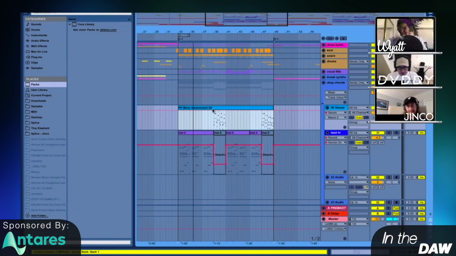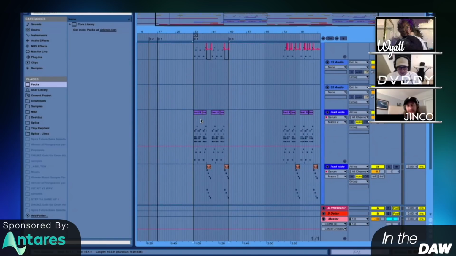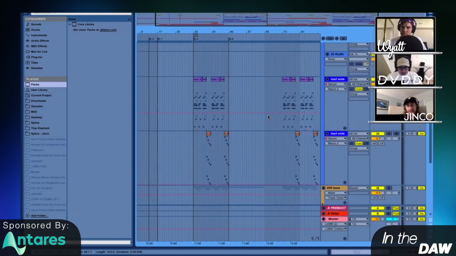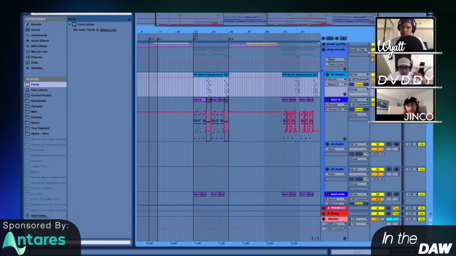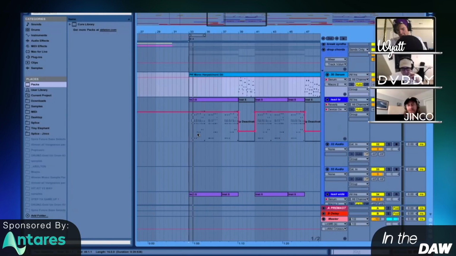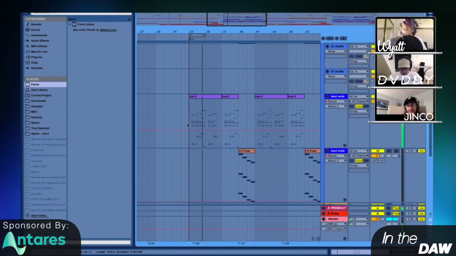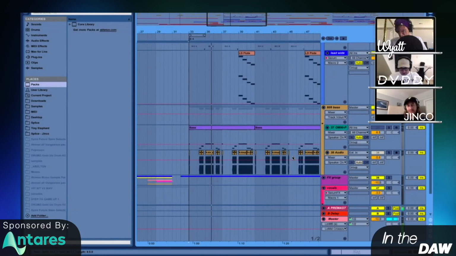Do you have a pad underneath those stabs? I hear some harmony. Is that just part of the synth? Yeah, it's just part of the chord, just part of the MIDI chords. So there's a lower octave, almost like a bass, basically copying what the top's doing. And then you just have the sub.